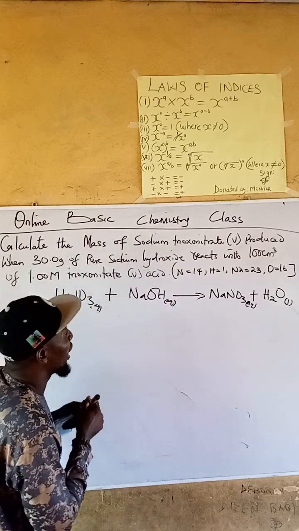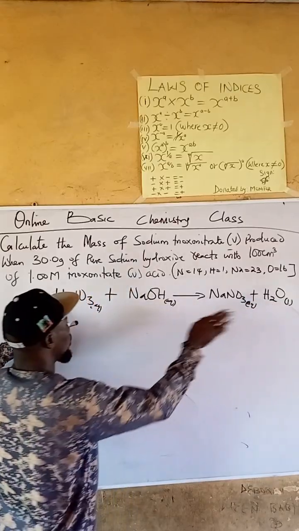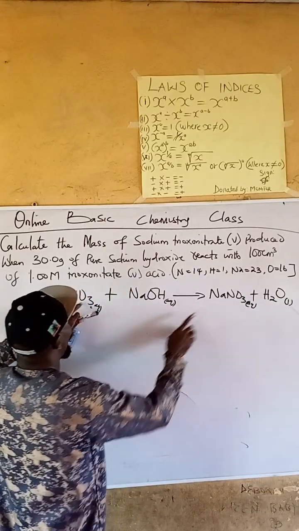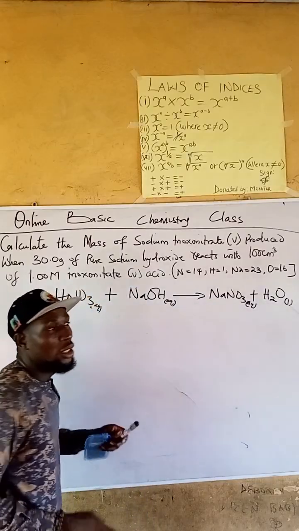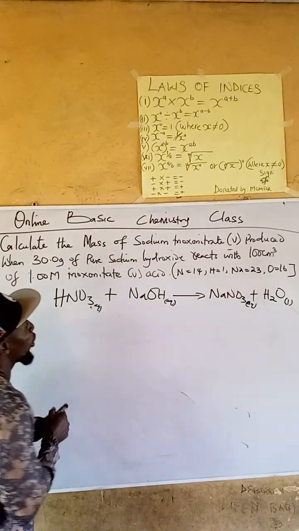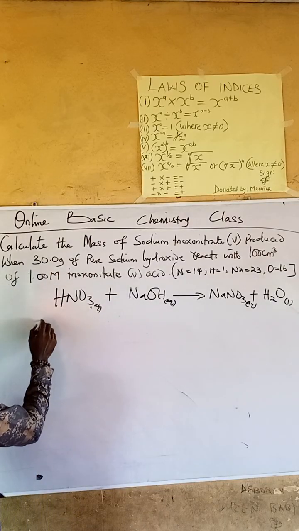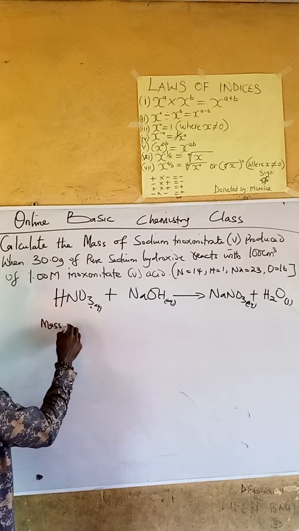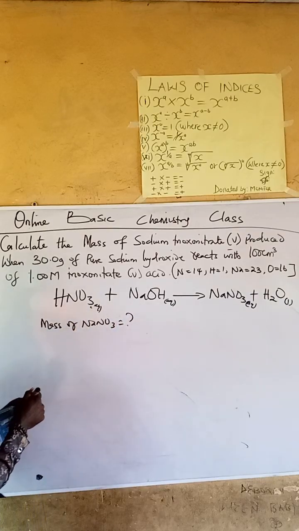So check whether it's balanced. Hydrogen is 2, nitrogen is 1, oxygen is 3 plus 1, 4, sodium is 1. So the equation is balanced. Good. Now, what are you given? We are asked to look for the mass of NaNO3. That is our focus point.